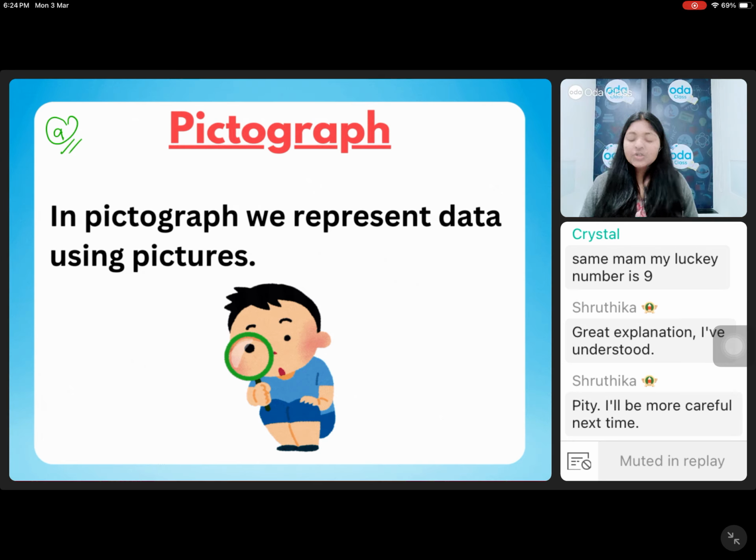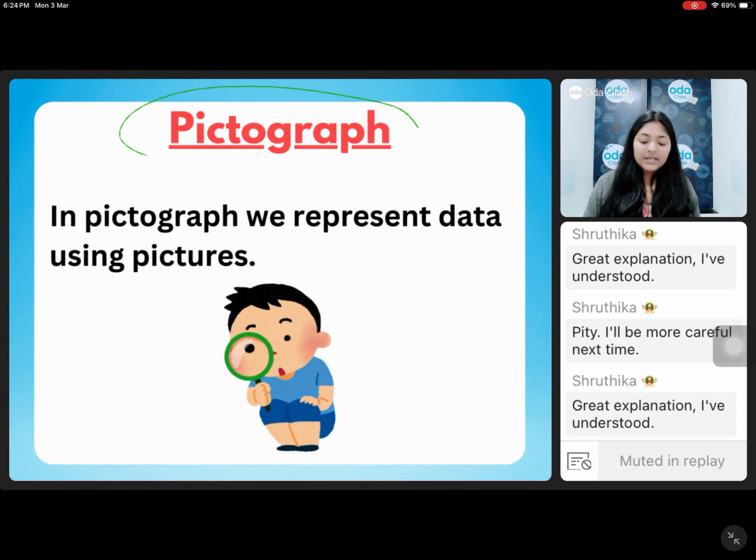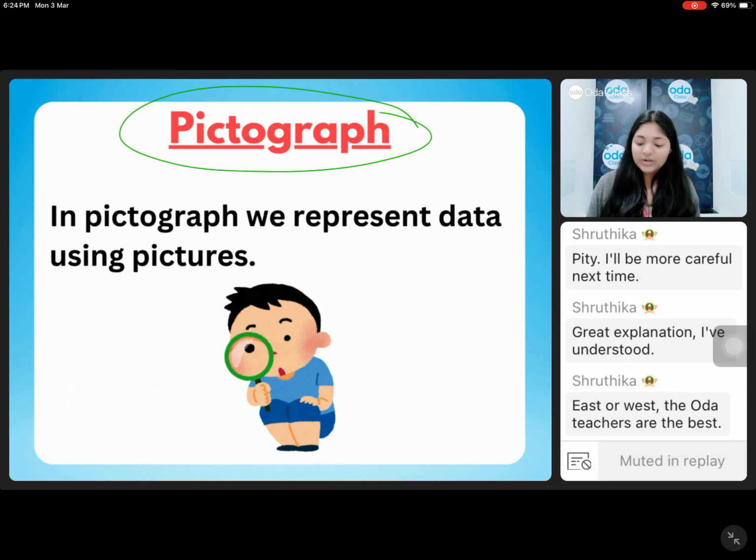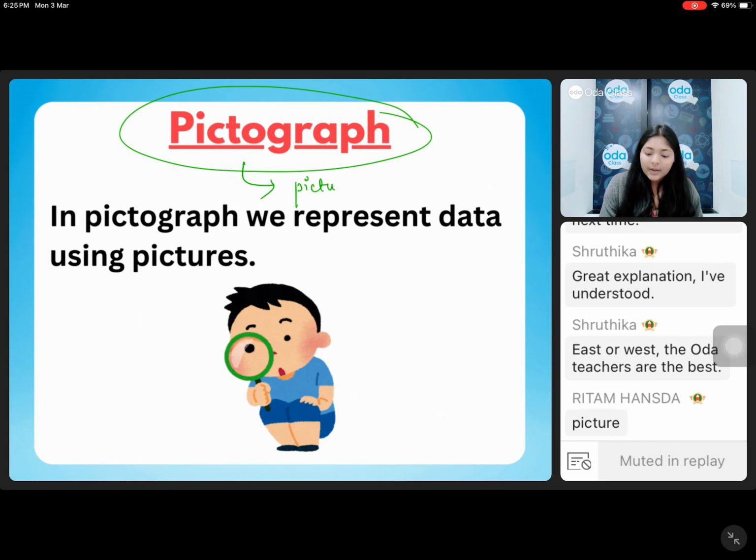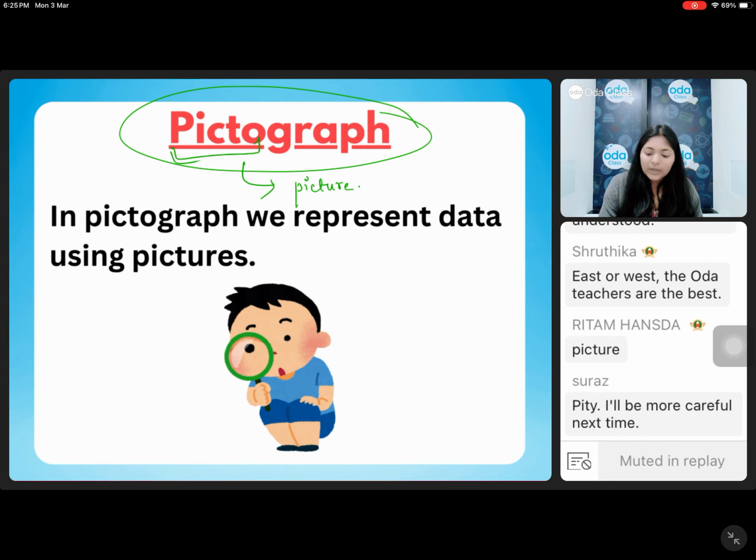All right. In a pictograph, what is the meaning? Just listen to the word pictograph. Tell me, what do you think this pictograph is derived from? Bacha, which word is it coming from? Pictograph. It is picture. Picto means what? Picture.